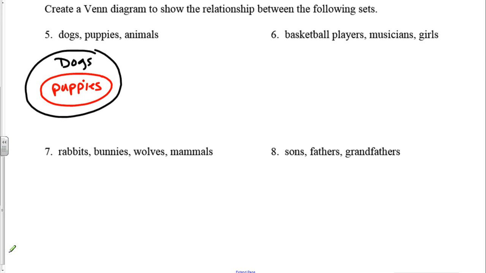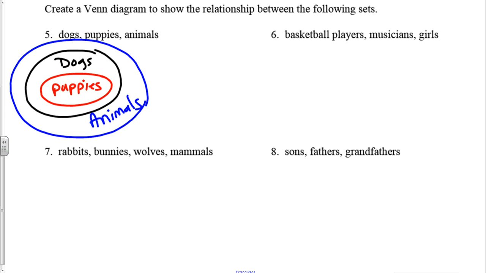So every single puppy has to be inside the dog circle. And what do we know? What's the relationship between dogs and animals? Are there dogs that are not animals? Are some dogs animals, or are all dogs animals? All dogs are animals, which means we need to have a circle on the outside of both of them where all the animals are. So that means that every single dog is an animal, which means every single puppy is an animal, but it also means there are some animals that are not dogs.